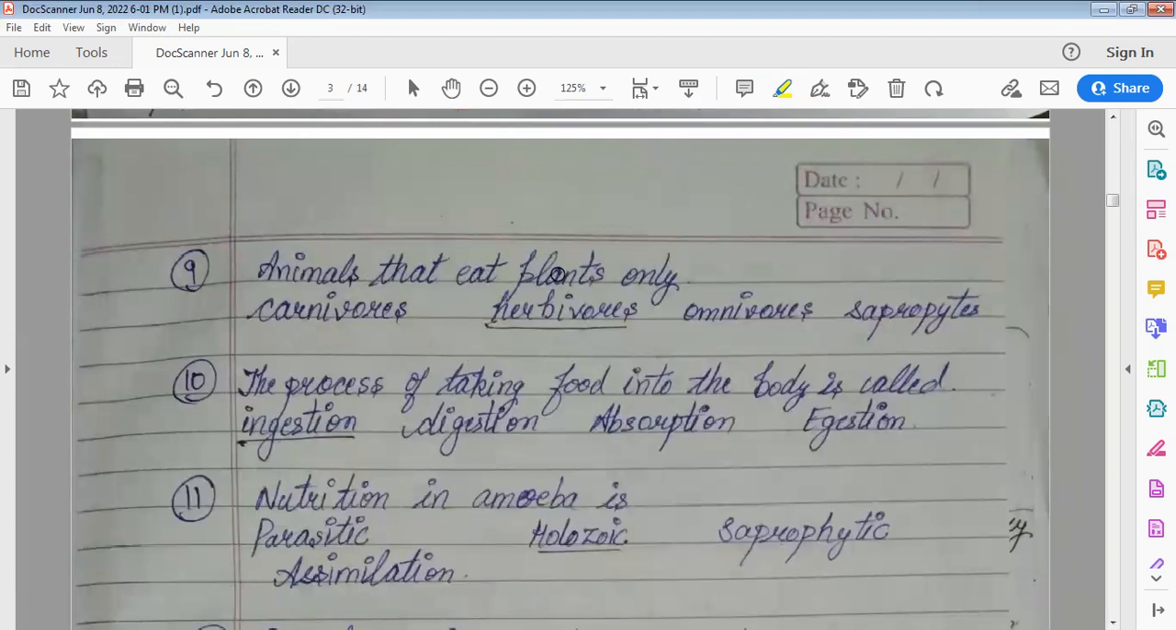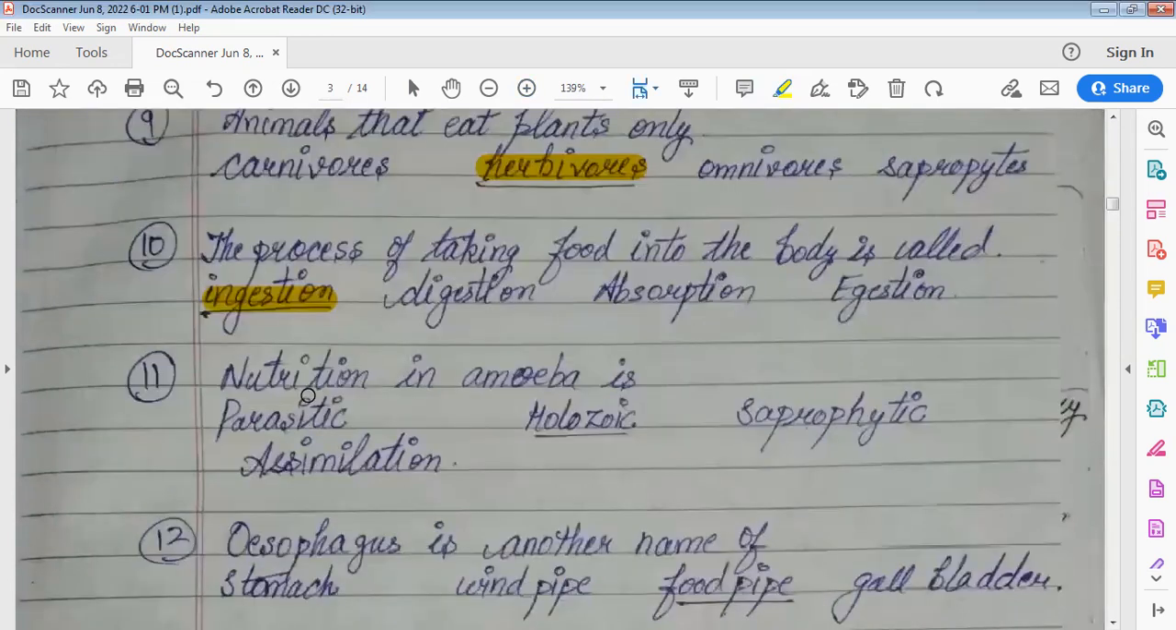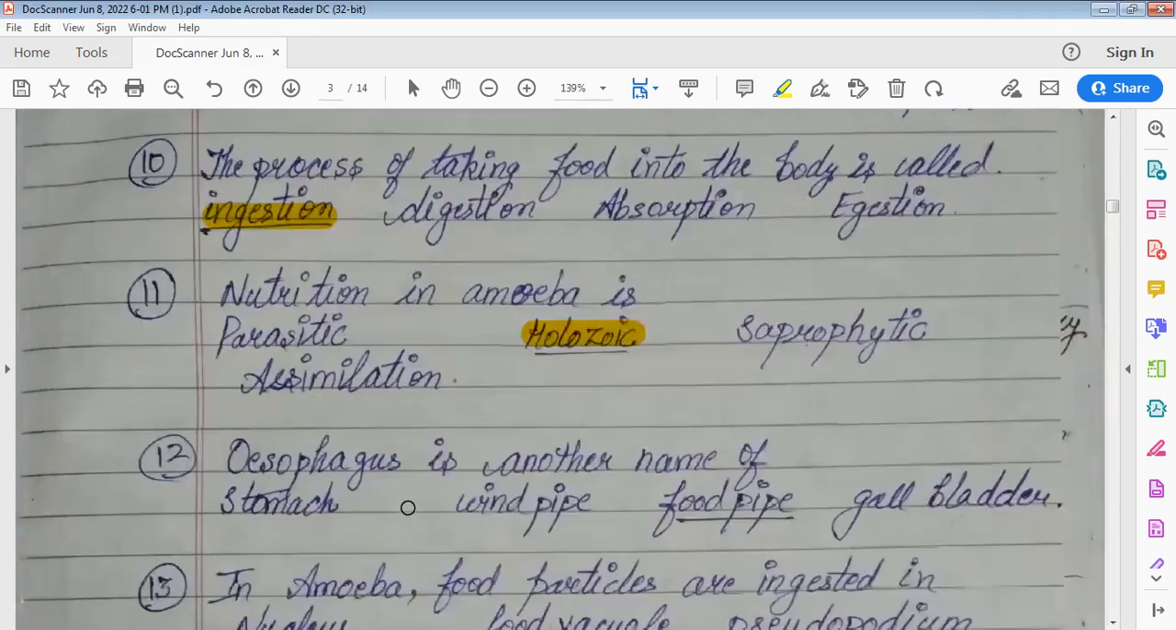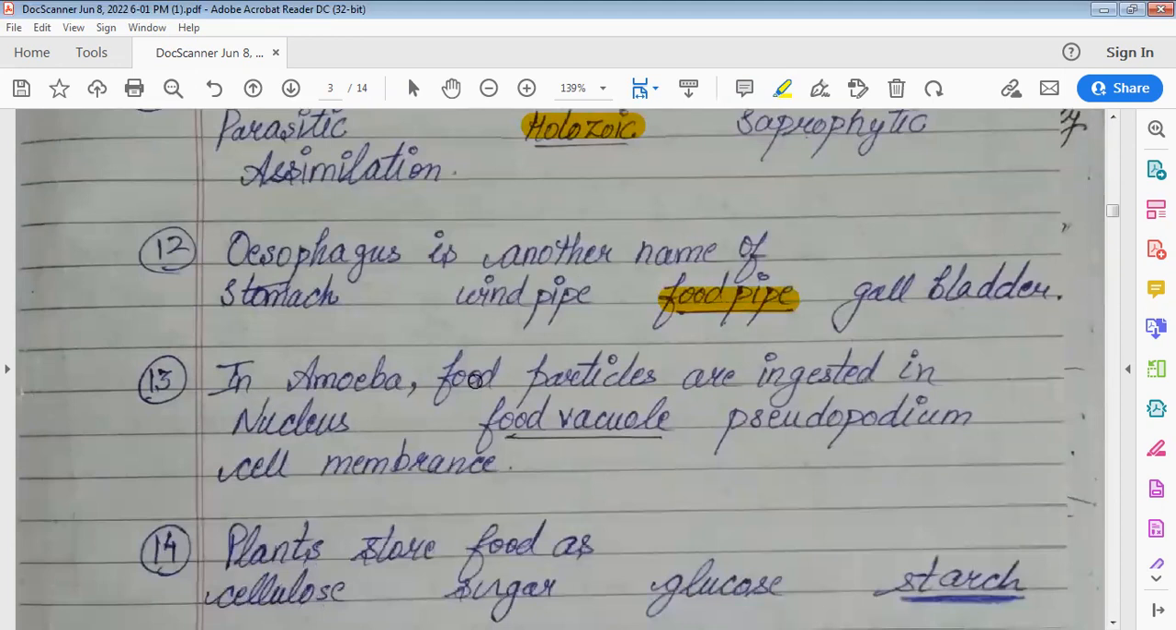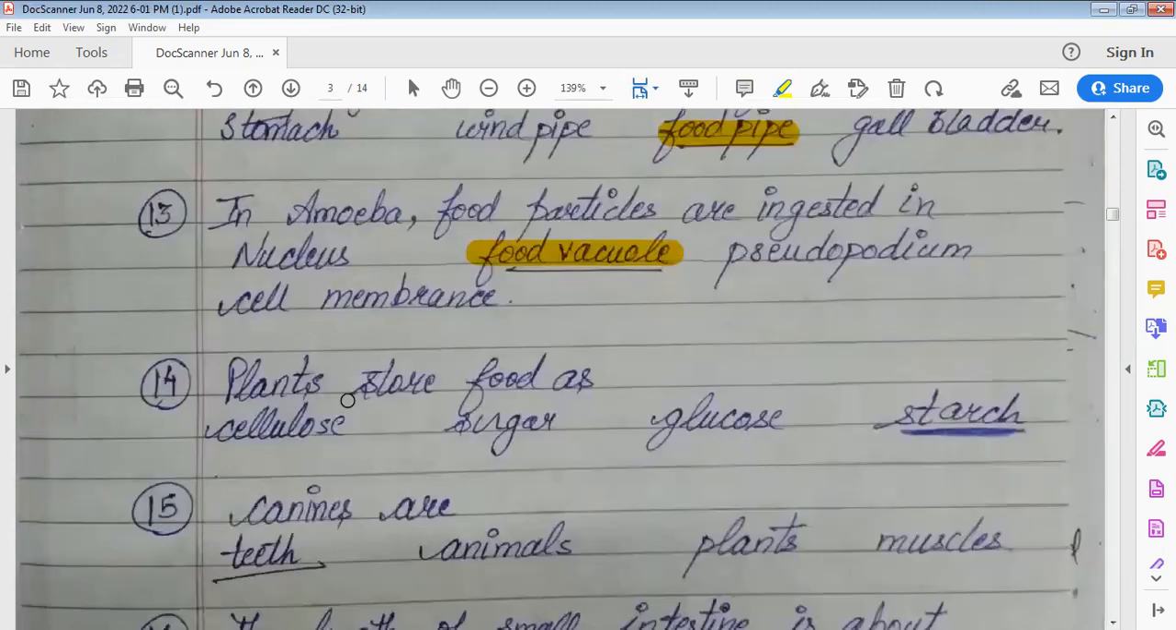Animals that eat plants are herbivorous. The process of taking food into the body is called ingestion. Nutrition in amoeba is holozoic. Esophagus is another name of food pipe. In amoeba, food particles are ingested in a food vacuole. Plants store food as starch.